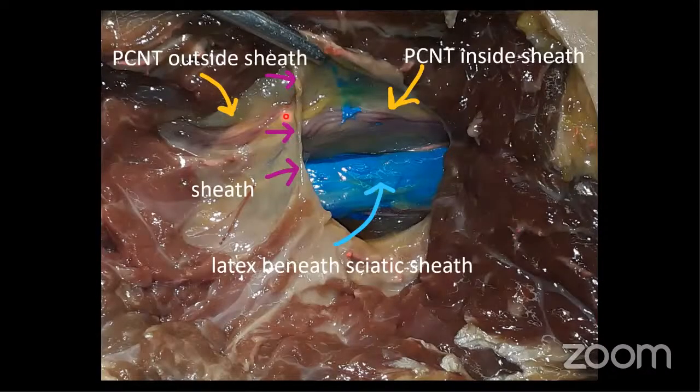Now, when you remove the sheath, the purple one, that's the sheath. This is the blue, which is the latex beneath the sheath. And this is the nerve which is outside the sheath, the PCNT nerve outside the sheath. And this is the nerve which continues inside the sheath. So the inside of the sheath is also not stained with the latex. It means that I have placed this below the epineurium, and this has got a separate sheath, and this has got a separate sheath. So it means that you need to go still higher to block the PCNT.